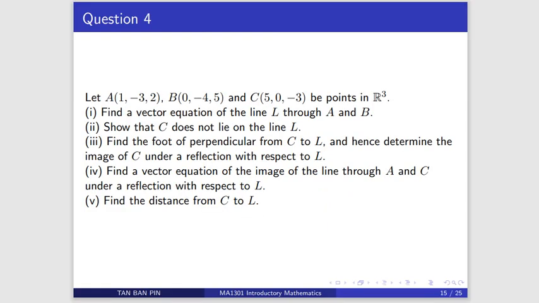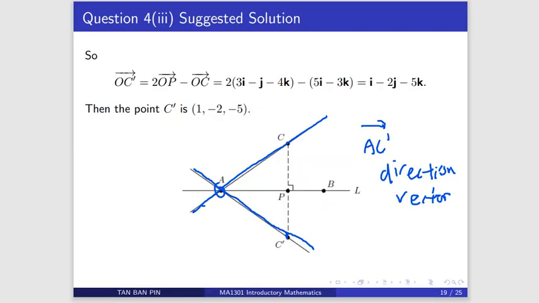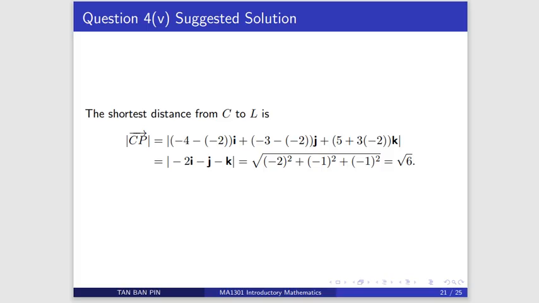In the last part, you are supposed to find the distance from C to L. To find the distance from C to L, you just need to find this length, CP. So the shortest distance from C to L will be just the length of vector CP. And if you work it out, the answer is just square root 6. So you just find the magnitude of vector CP, and the final answer is square root 6.